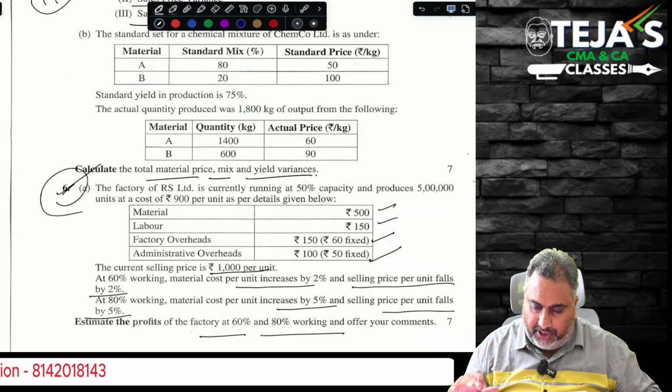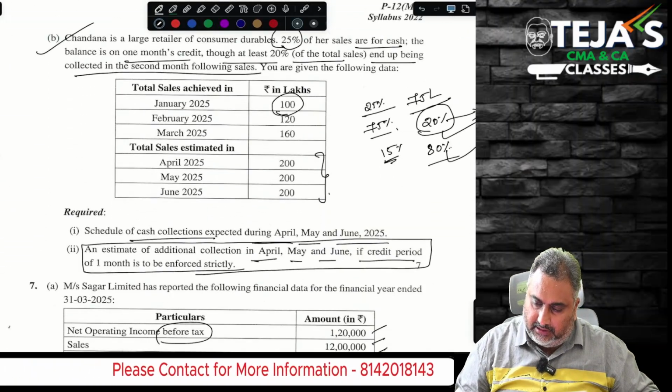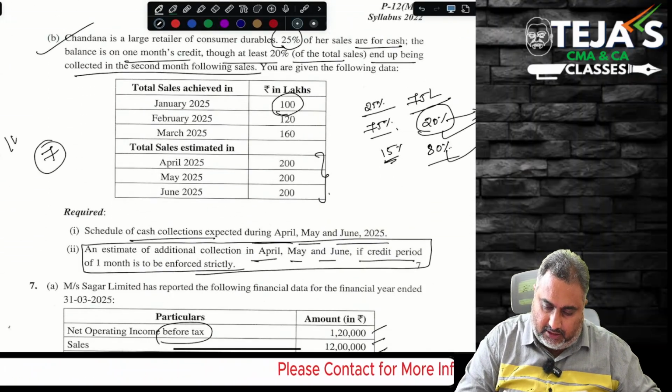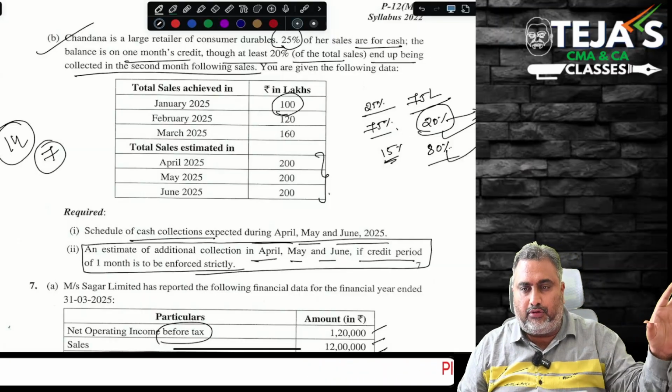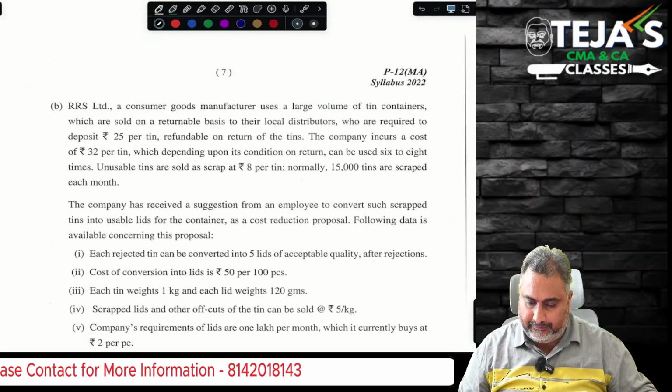And 14 plus 14, 28 marks. Even this 7 marks question also, and this is also very manageable. Another 14 marks is very good manageable. So 42 marks are so comfortable as of now.